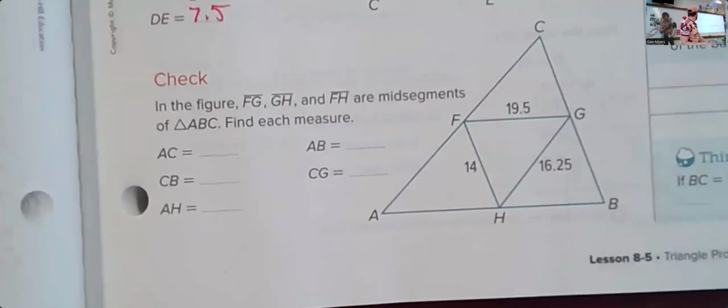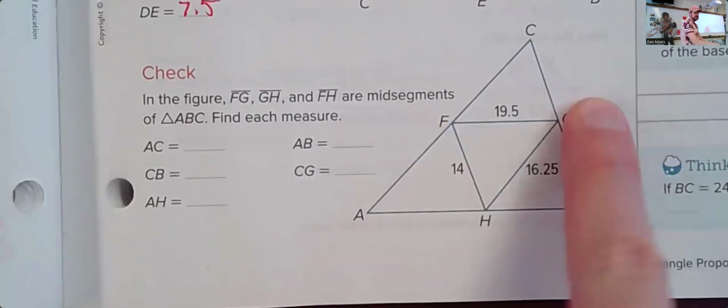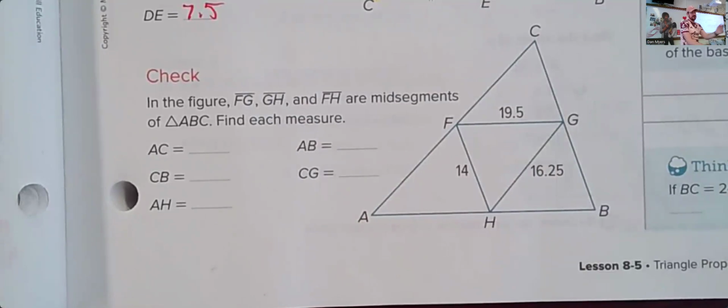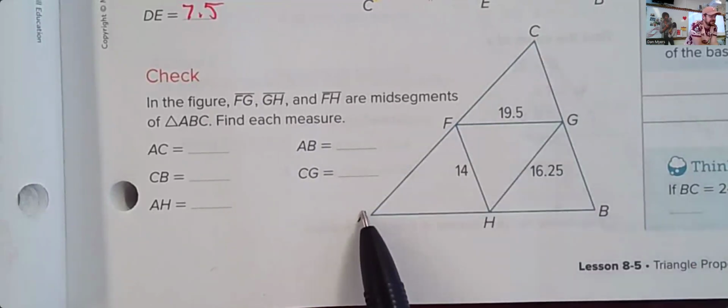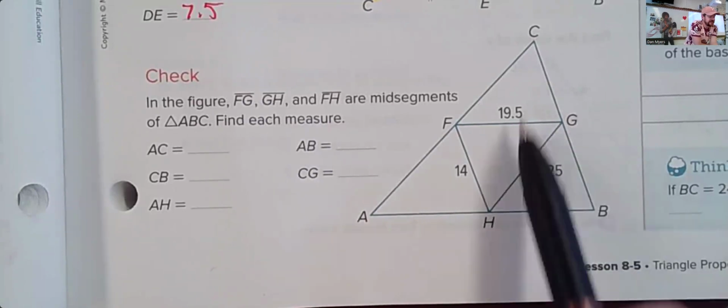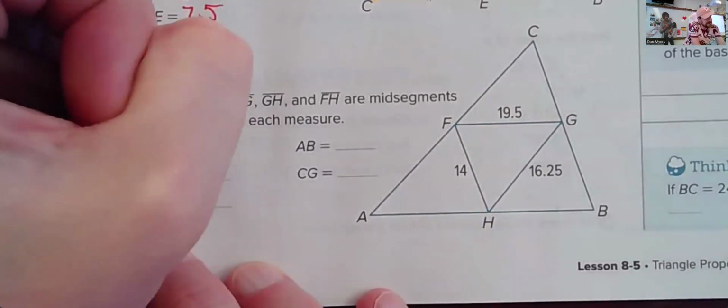All right, let's take a look at the check step down here. In our figure, FG, GH, and FH are mid-segments, which means that they are parallel to the sides that they do not intersect with, and they're also equal to half the length of those sides. So let's start off. What is the length of AC? AC is here. Which one is it parallel to? GH, yep. This is half the length of that. 32.5. Nice. AC is 32.5.